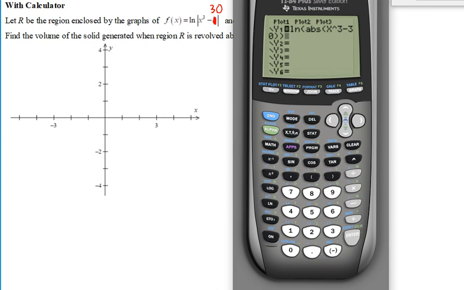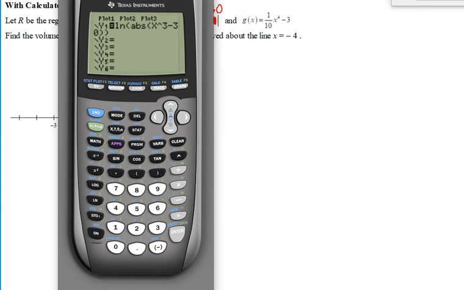And then for y2, we've got 1/10 out in front, so one way to do it, you could put in parentheses 1/10, and then x to the 4th, or you could write it as 0.1 if you prefer. As a decimal, that would work also. X to the 4th, and then minus 3.